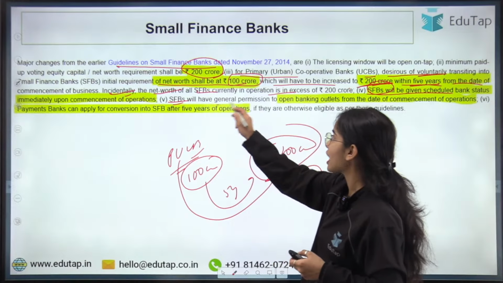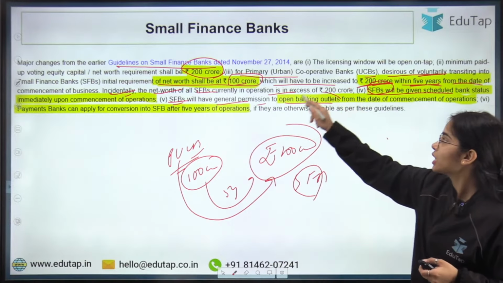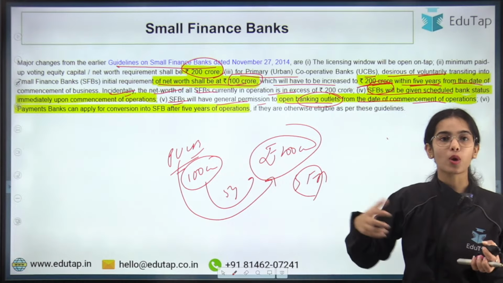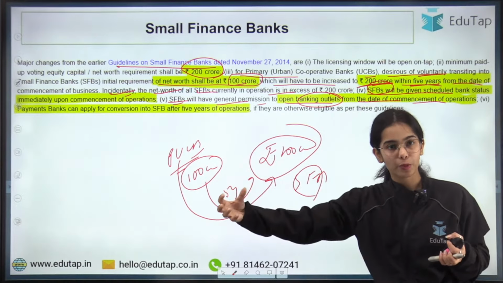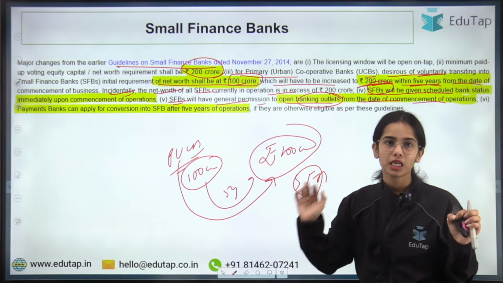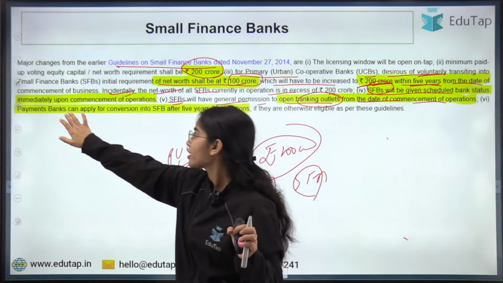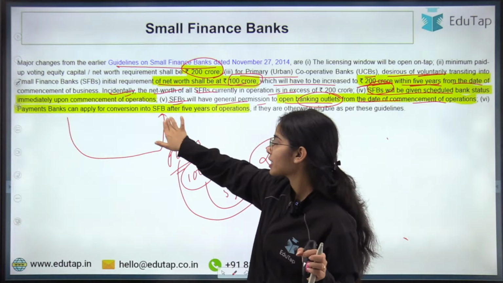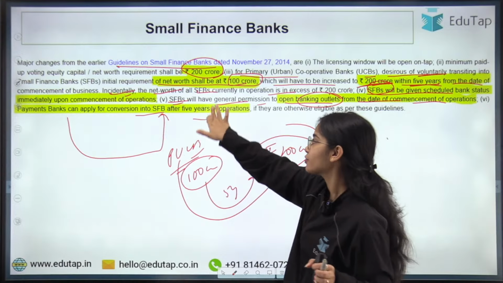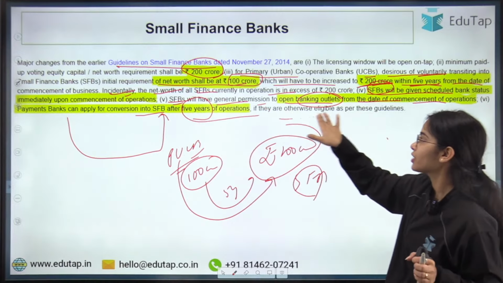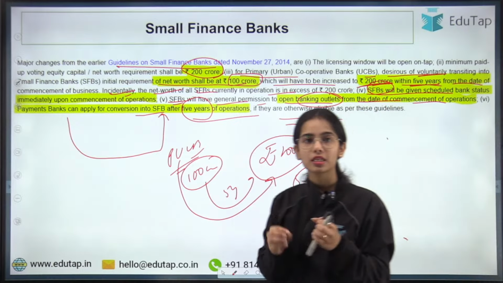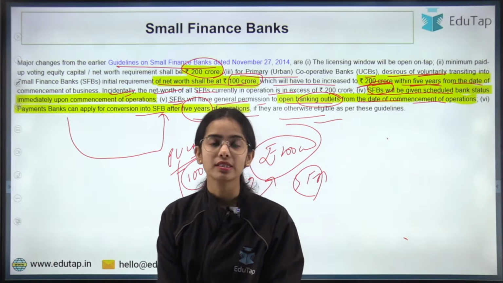Small finance banks will have general permission to open banking outlets from the date of commencement of operation, so they do not require any separate approval from RBI to open their branches. They have the approval, they can open their banking outlets. Payment banks, if they want to convert into a small finance bank, can apply for conversion after 5 years of operations if they are otherwise eligible as per the other guidelines. So these are the requirements for the small finance bank.